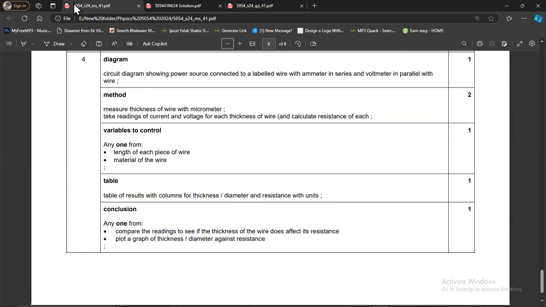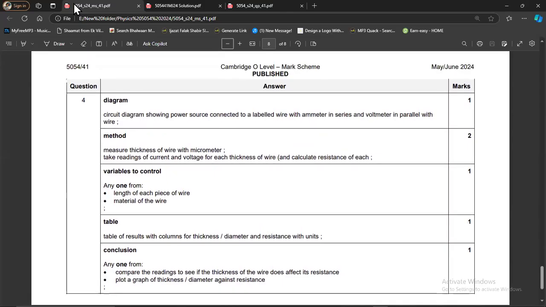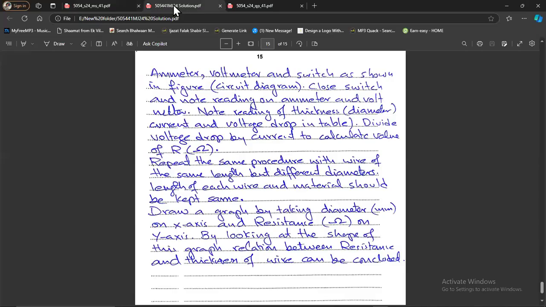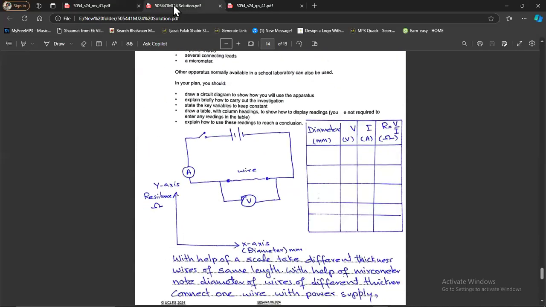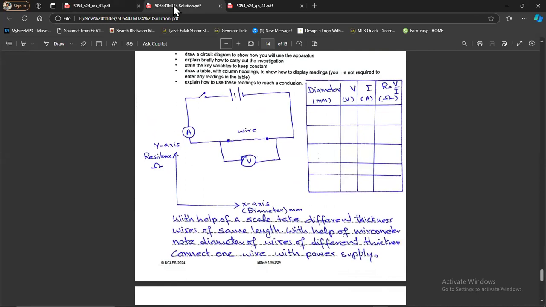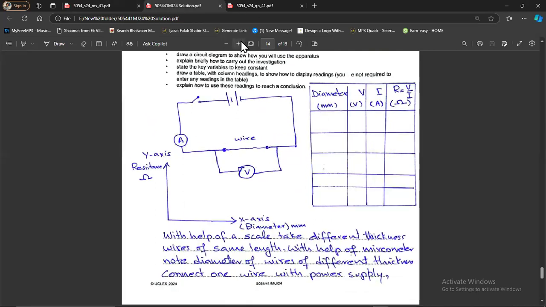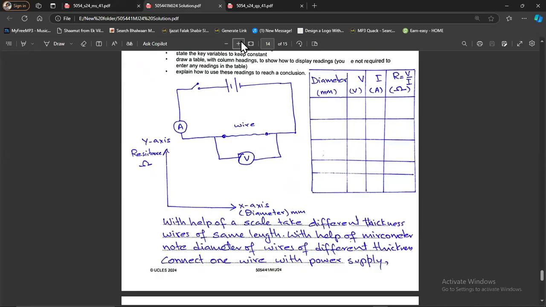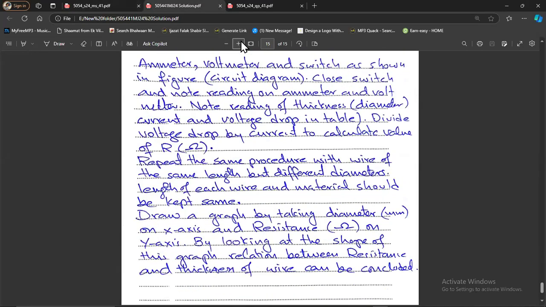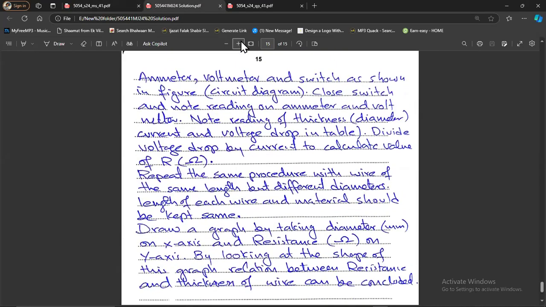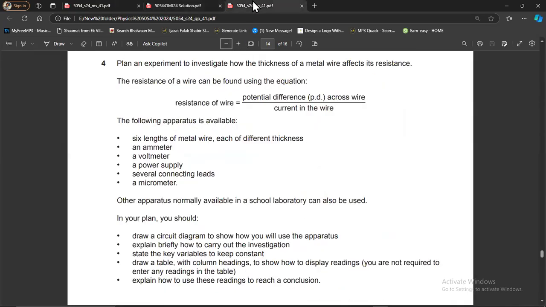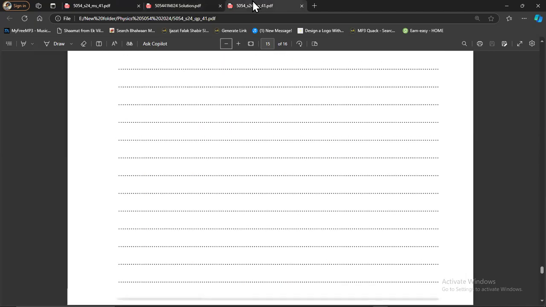Let me show you the marking scheme. Here is the marking scheme of question number 4. Better you can pause the video and take your time and look at this carefully. So this is how I wrote it. I hope you can write it in a much better way. Okay, so this is my answer. So we are done with this question and we are done with the paper as well.